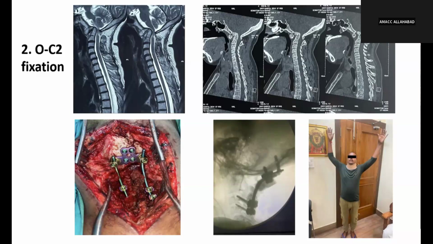Since the C1 is fused with the occiput and C2 is fused below because it is a block segment with the C3, this construct worked very well and the patient improved. The power preoperatively was almost 2/5 and post-op, this is the picture after almost 1 month. He is walking, talking and doing his normal pursuits.